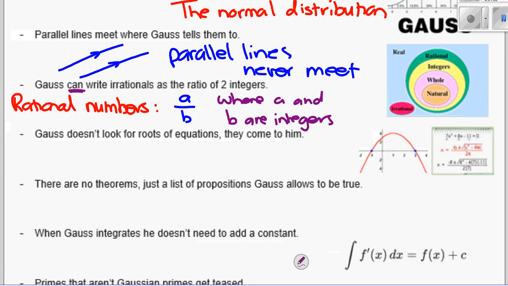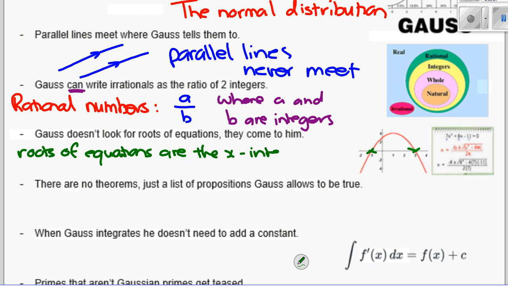Gauss doesn't look for roots of equations, they come to him. By roots of equations, they mean the answer when you use the quadratic formula. When you are factorizing and solving a quadratic, you're technically finding the x-intercepts on the graph, which another name for is the roots of the equations. So the roots of equations are the x-intercepts. It's basically what you would get if you solved a quadratic.